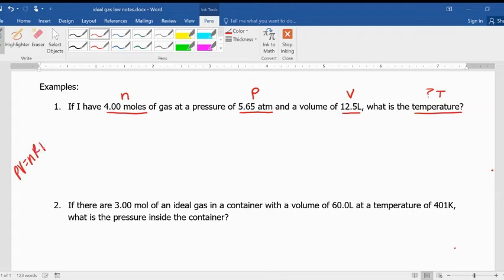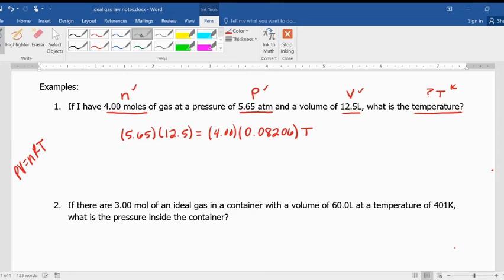So PV equals nRT. And we want to make sure things are in the right unit. Our pressure is in atmospheres. Our volume is in liters, so it's good. Our n is in moles, great. And our temperature we're going to get out is going to be in Kelvin. So let's go ahead and plug this in. So 5.65 is our pressure times our volume, which is 12.5, equals our number of moles, 4, times R, and that's always the same number, 0.08206, and temperature is what we're looking for.